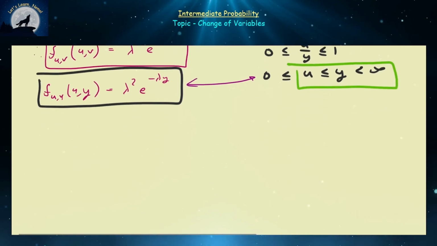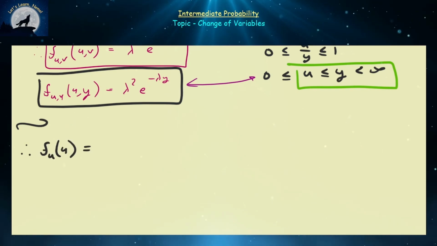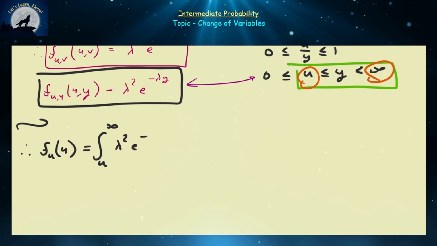All right, so now I need the density function for u, so how can I obtain it? Well, I can obtain the marginal density function for u by integrating over the domain of y for the joint probability density function. That's just the law of total probability. So f of u will be obtained by integrating over the domain of y, and y ranges from u to infinity, so we're going to have the integral from u to infinity of lambda squared e to the minus lambda y dy.